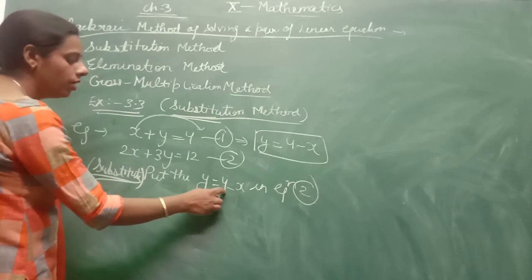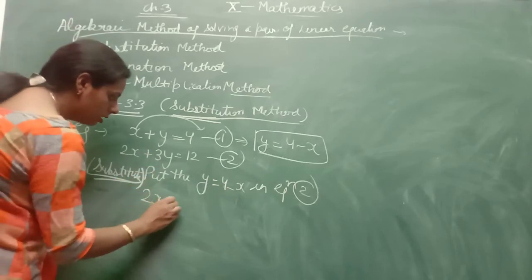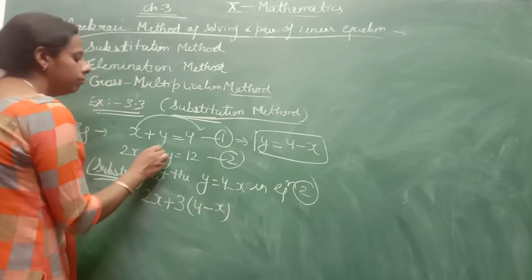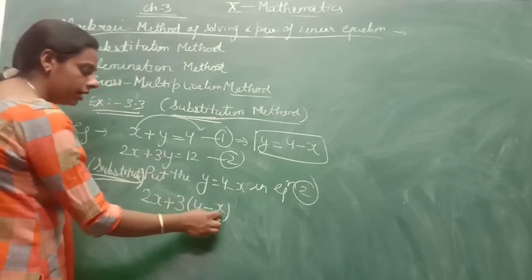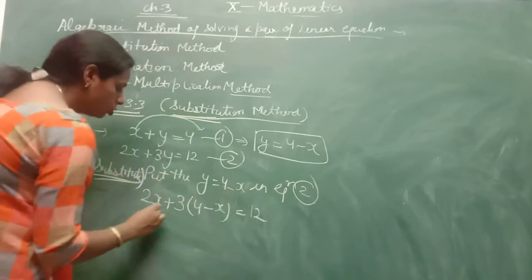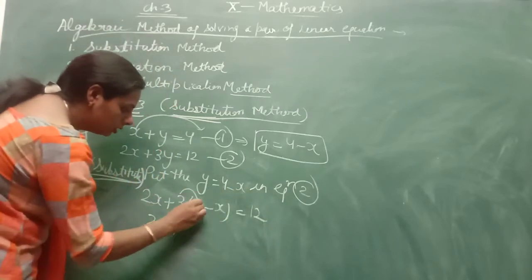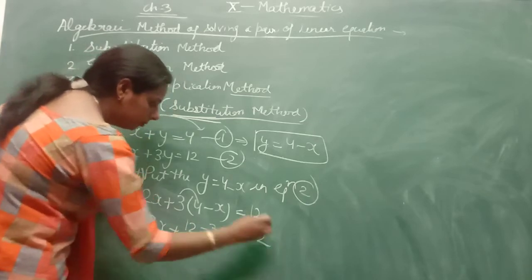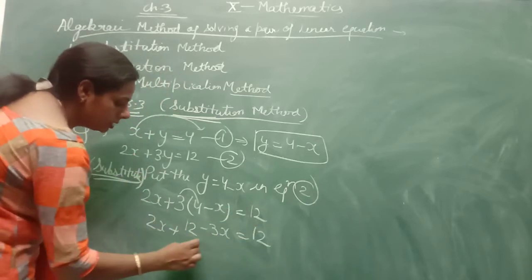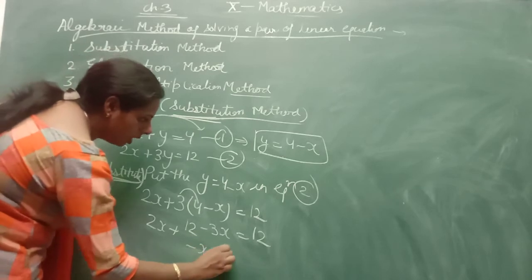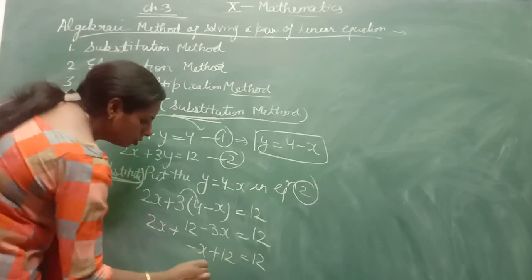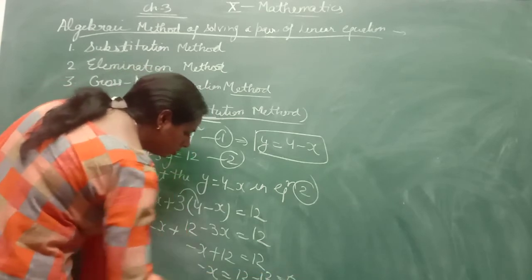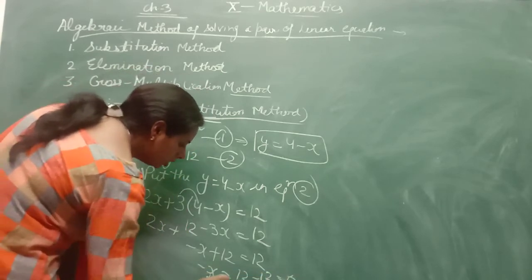Just put the value of y here in 2x plus 3y. The value of y is 4 minus x, multiplied by 3. I am writing it equal to 12. Solve it, multiply with 3: 3 fours are 12 minus 3x is equal to 12. So 2x minus 3x, that is minus x plus 12 is equal to 12. So minus x is equal to 12 minus 12, that is equal to 0. So the value of x is 0 here.